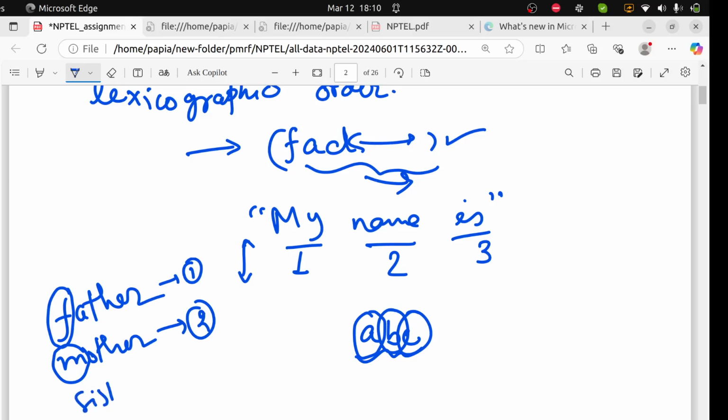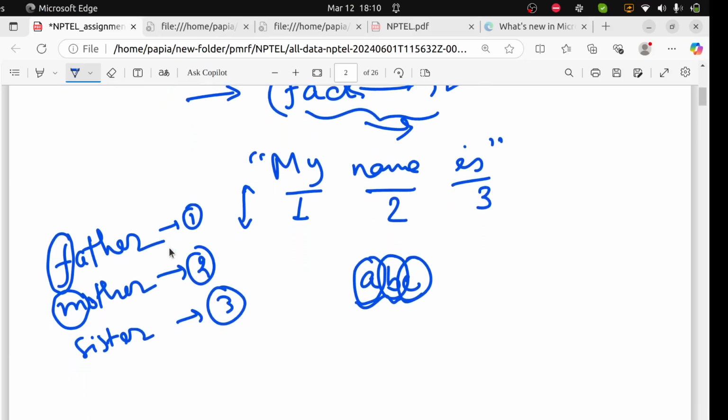Now let's say I am having sister, so sister will have the third position. So this is the lexicographic order. Why? Because F is smaller than M is smaller than S. And then let's say I am having shape.